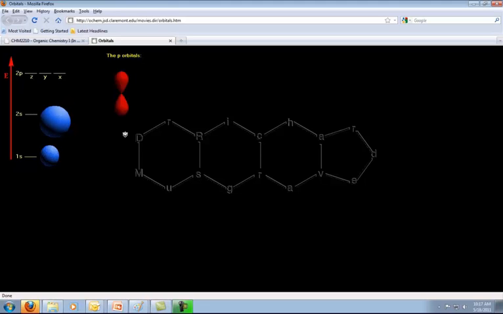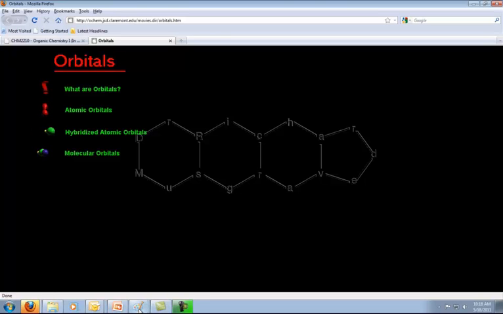And you've got the p orbital, which has different phases as well, top and bottom. And you can take a look at the shape of the p orbital. It's dumbbell shaped. And we're going to have 3 of those, one for each axis, x, y, and z.